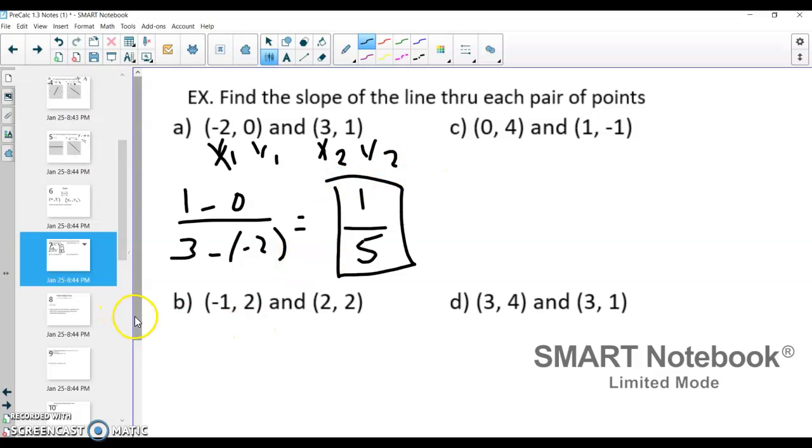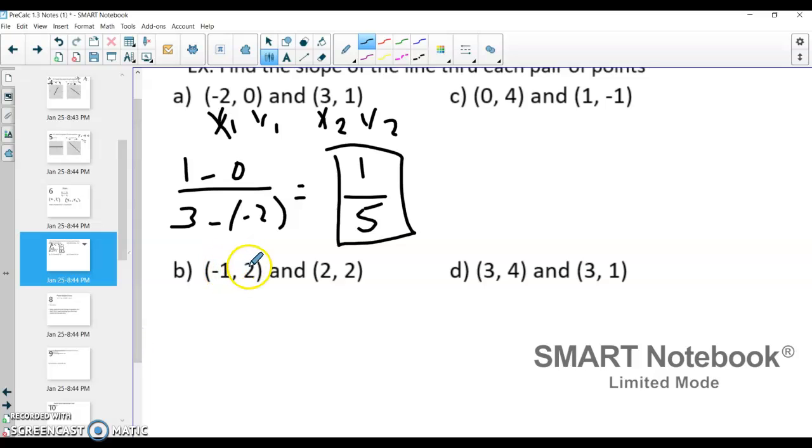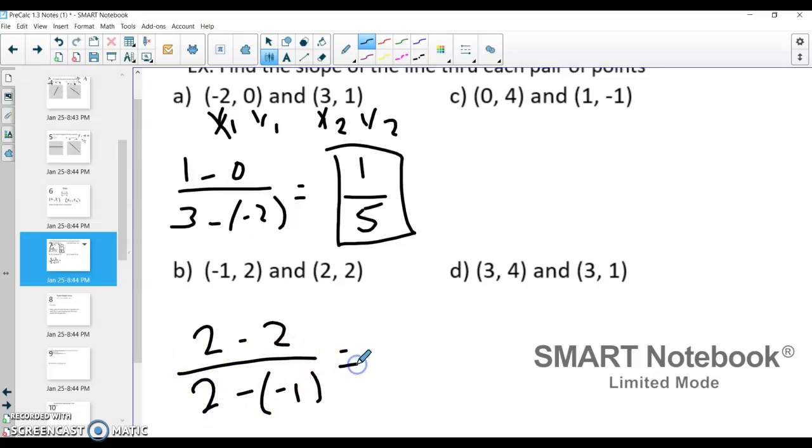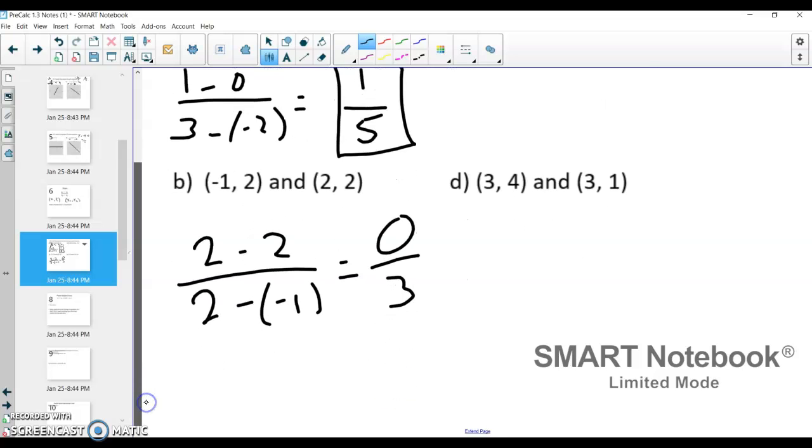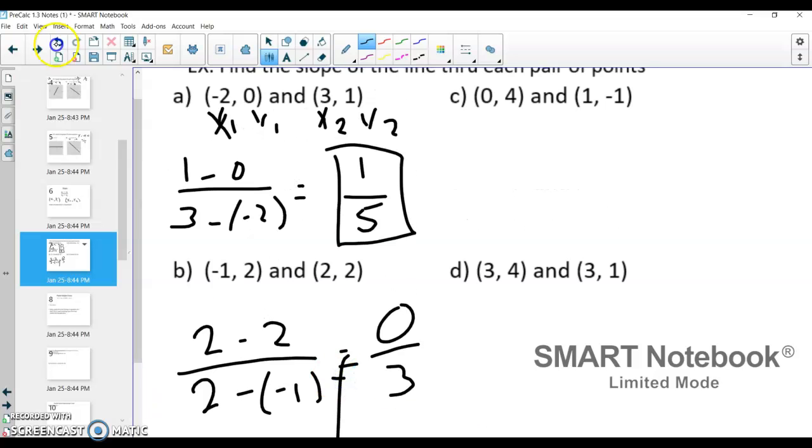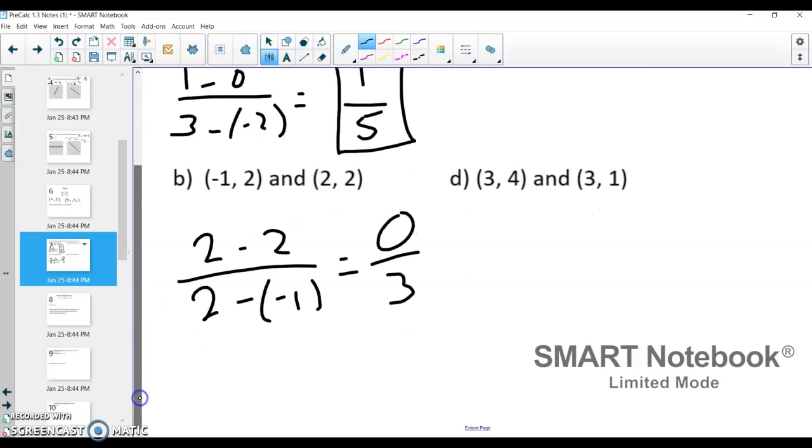Same kind of thing for b, x1, y1, x2, y2, and so you can do 2 minus 2 over 2 minus a negative 1. We get 0, and 2 minus a negative 1 turns positive again, so that's 0 over 3, which gives you a slope here of 0.